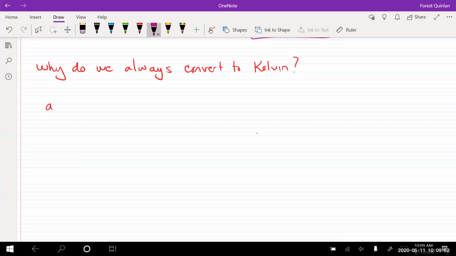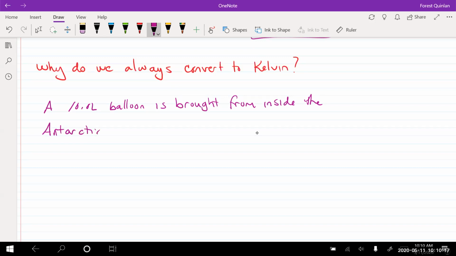Oops. Let's get that back into purple. A 10.0 liter balloon is brought from inside the Antarctic Research Station to the outdoors.